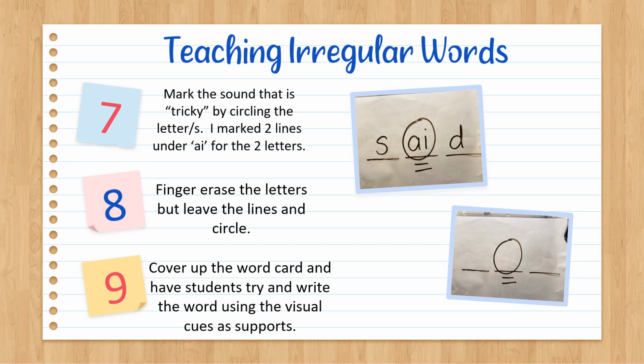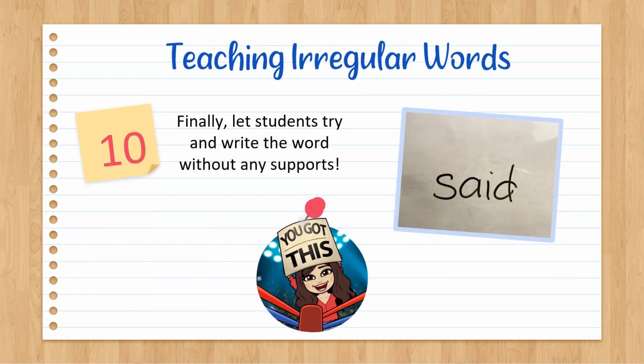Next, have students finger erase the letters, but leave the lines and circle. Be sure to cover up the word said and have students try and write the word using the scaffolds. By using these, it helps to ensure strong Tier 1 instruction and benefits all learners. So once students have written the word using the visual supports, next have them try writing it on their own without any scaffolds. I might say, let's try and write said on our own without any lines or circles.